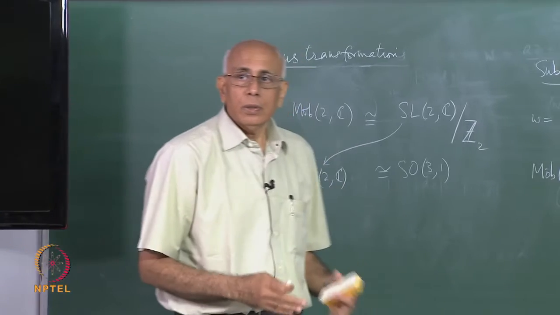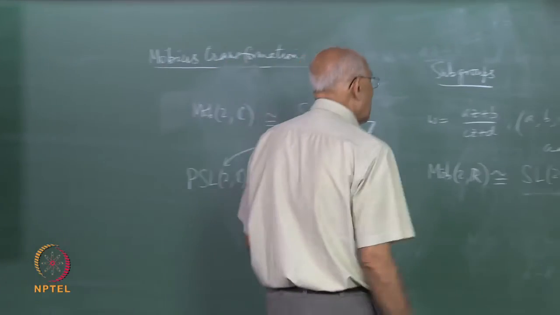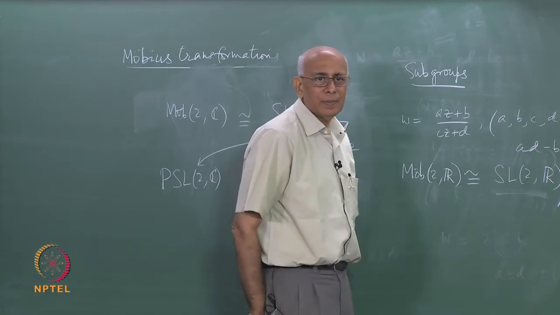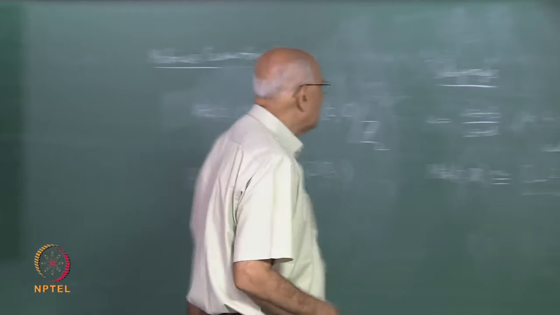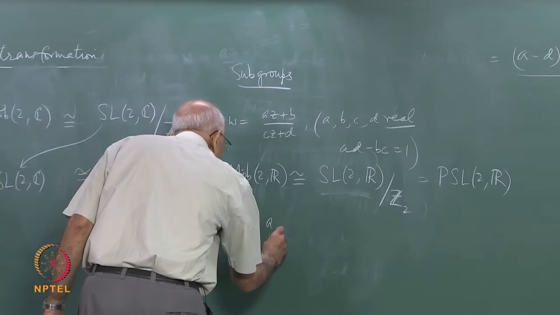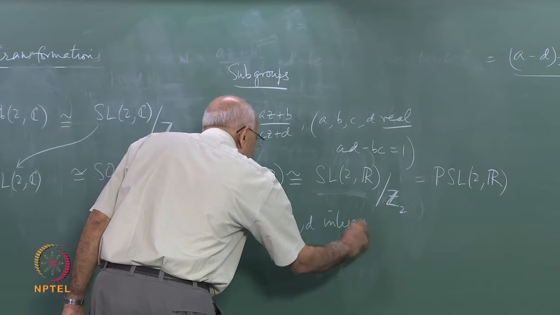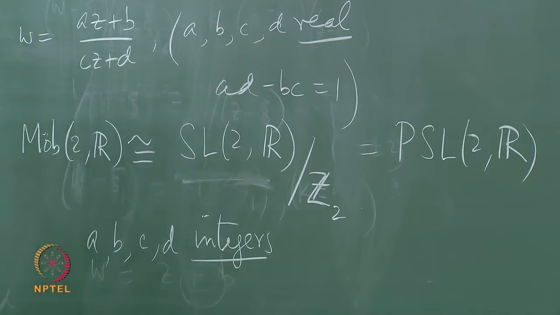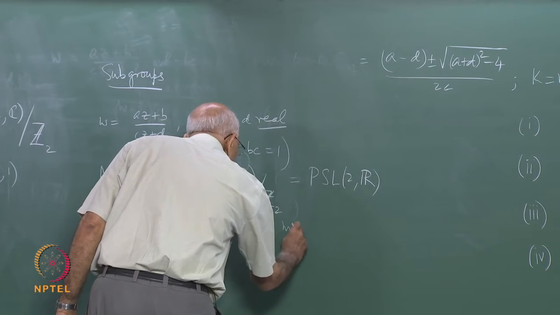Are there any other groups of this kind? Well, interestingly enough, yes. It turns out, and it is not hard to verify, that if A, B, C, D are integers, then they form a group among themselves too. So you restrict A, B, C, D to integers, and that forms a group in itself. This group has a very important role to play in mathematics. This is called the modular group.